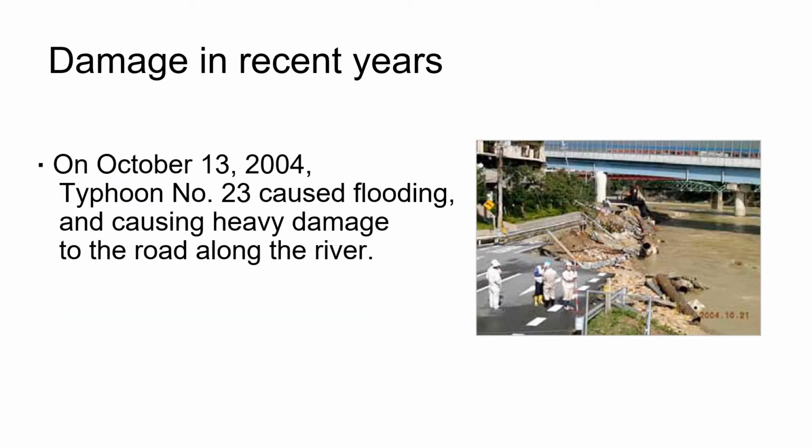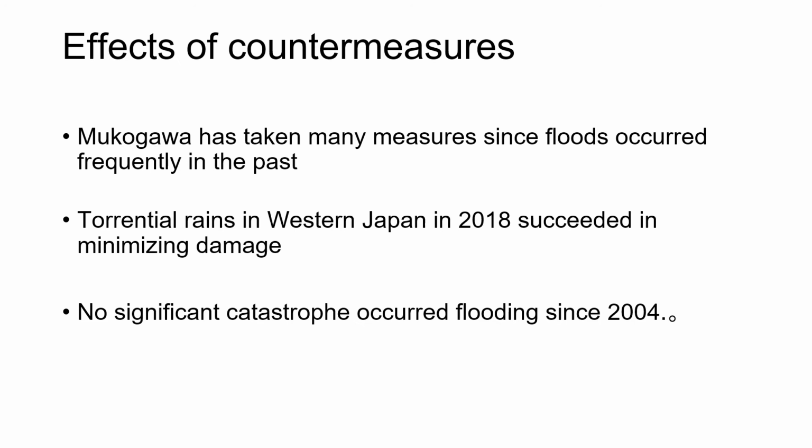On October 13, 2004, Typhoon number 23 caused flooding and heavy damage to the road along the river. This flood was affected not only by the typhoon, but also by the front. Precipitation was the highest in the history of observation, causing unpredictable damage. Therefore, taking this opportunity, various flood damage countermeasures were taken, and now there is no noticeable flood damage. Based on this, I explain the effects of the countermeasures.